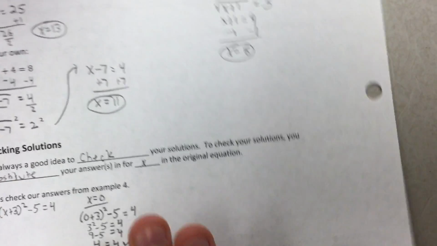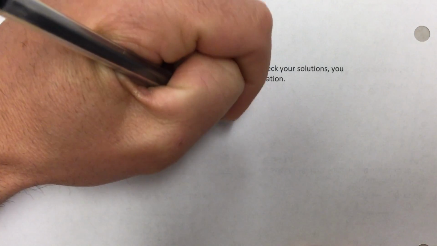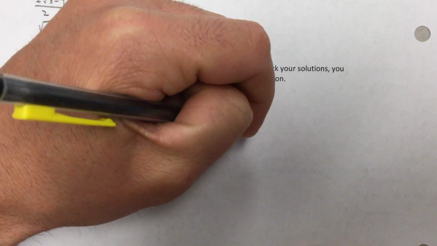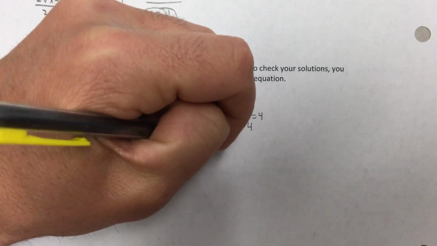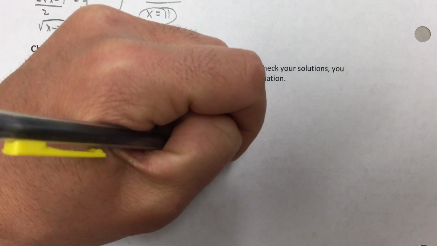Other answer we had was negative 6. So now we're going to see if that works. So if x equals negative 6, I'd plug negative 6 in. And so negative 6 plus 3 is negative 3 squared. Negative 3 squared means negative 3 times negative 3, which is positive 9. And 9 minus 5 is 4. So 4 does equal 4, so it checks out.